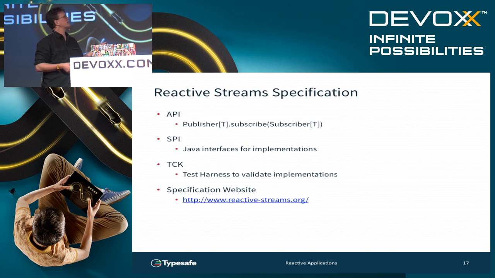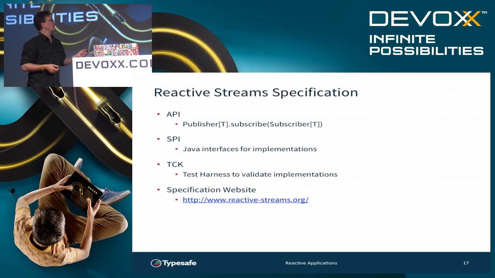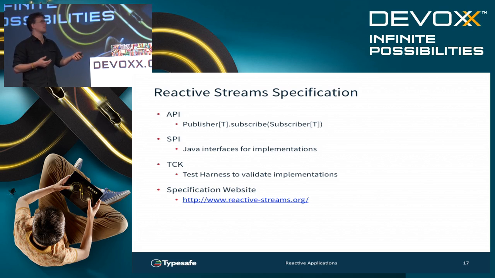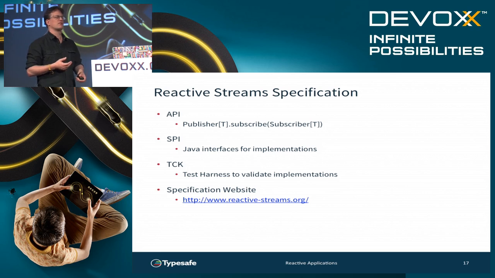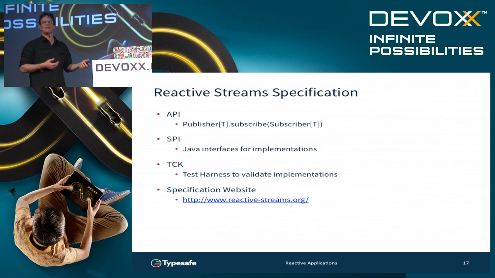So there are 4 pieces to it. There's an API, which is very simple. You just have publisher and subscriber, and then you have a subscribe relationship between the two. You have the SPI, which is the Java interfaces for implementations. There's a number of companies doing that. You have the test harness, which is used to make sure that everything works correctly between them, so you can actually swap out different libraries that provide the Reactive Streams implementation for you. And then finally, there's a specification website where they mention everything that the Reactive Streams API is supposed to be doing, and keep people updated on what libraries are doing what.